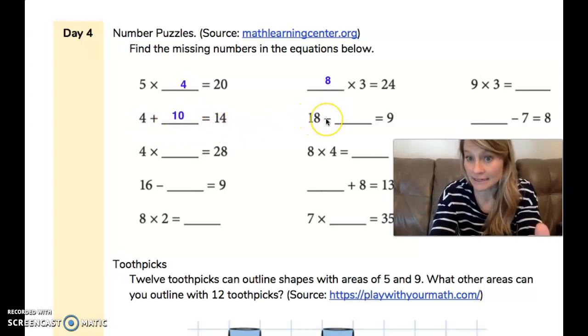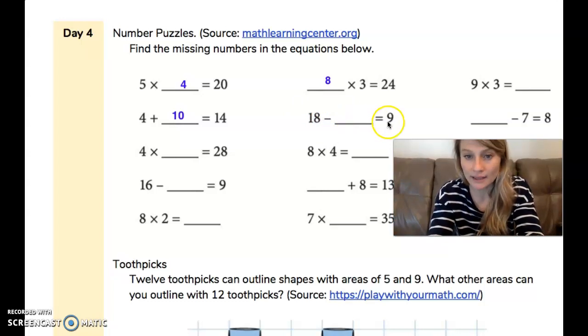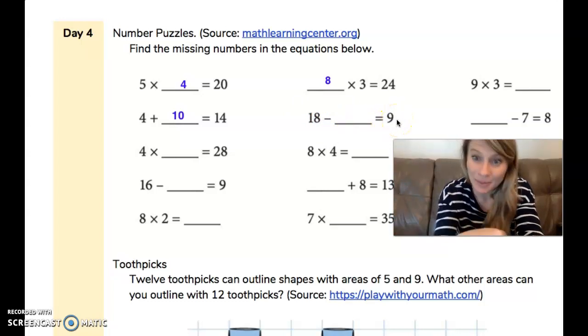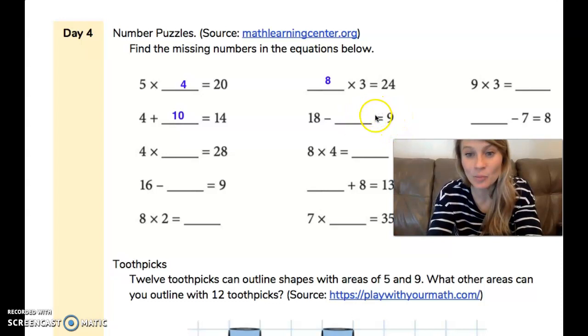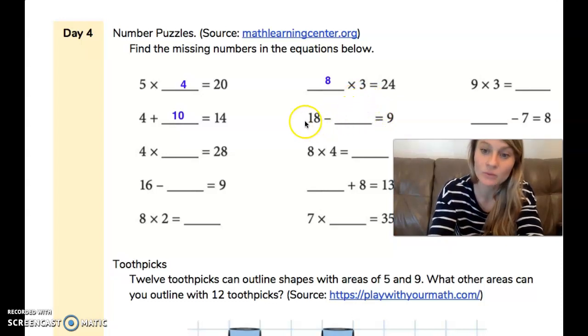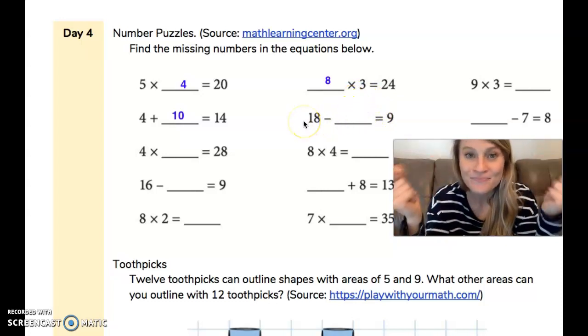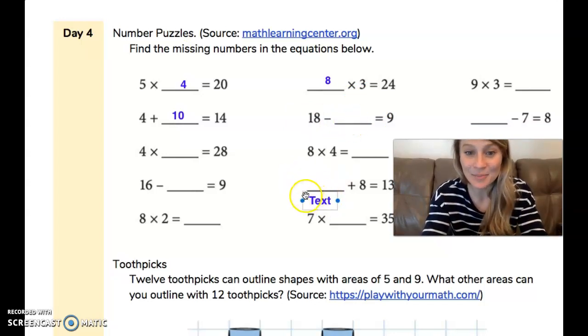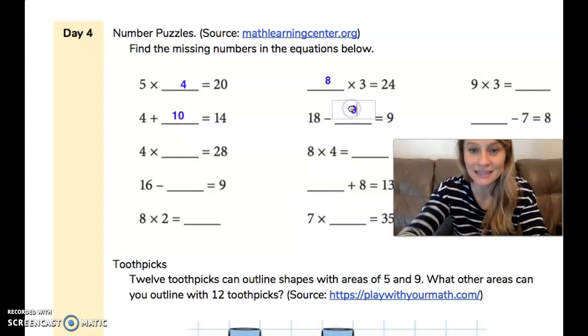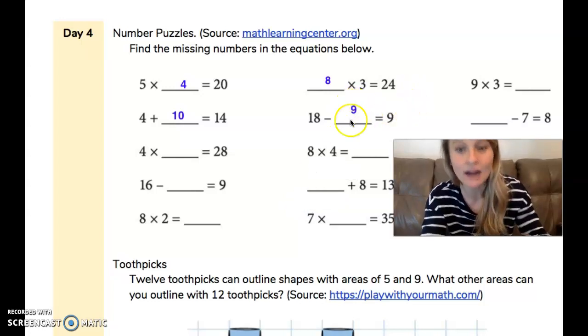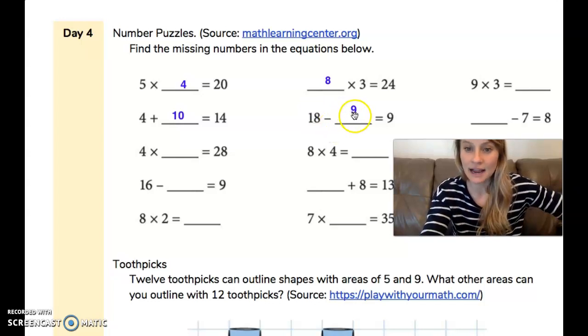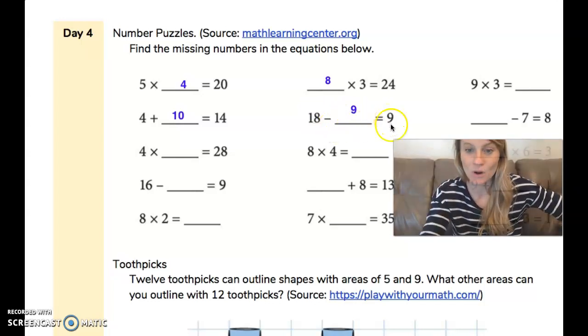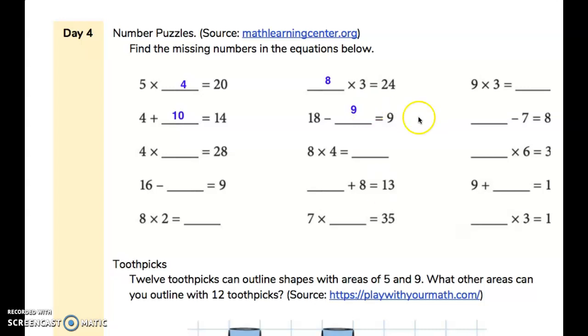All right, let's do a minus. 18 minus, or subtracting, what equals 9? Go the opposite way. 9 plus what equals 18? It's a double. 9 plus 9 equals 18. So let's make sure it checks out. 18 minus 9 equals 9. That works. So you have the rest of these to do on your own.